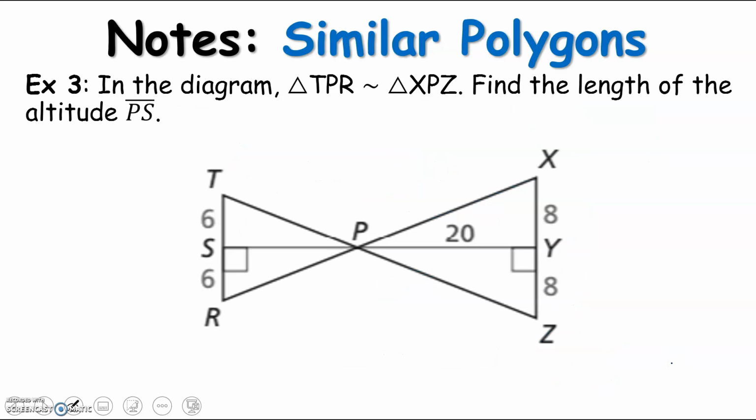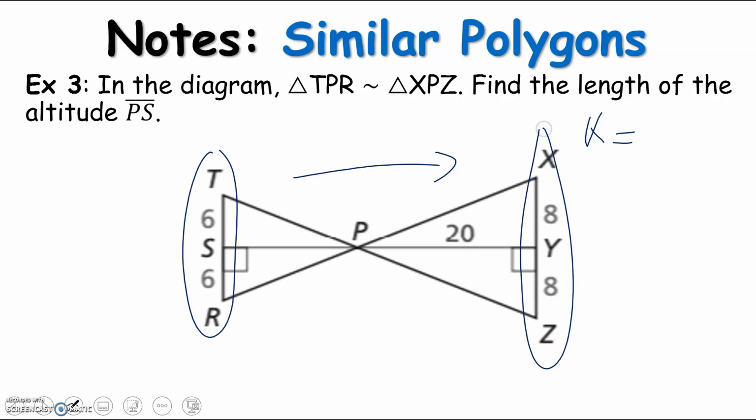All right, example 3. In this diagram, triangle TPR is similar to triangle XPZ. So we're going in this direction. Step 1, like before, find our scale factor. So we can see that this side and this side match. So we could see that we have 16, because 8 plus 8, over 12. This reduces by 4. So we can see that our scale factor is 4/3.